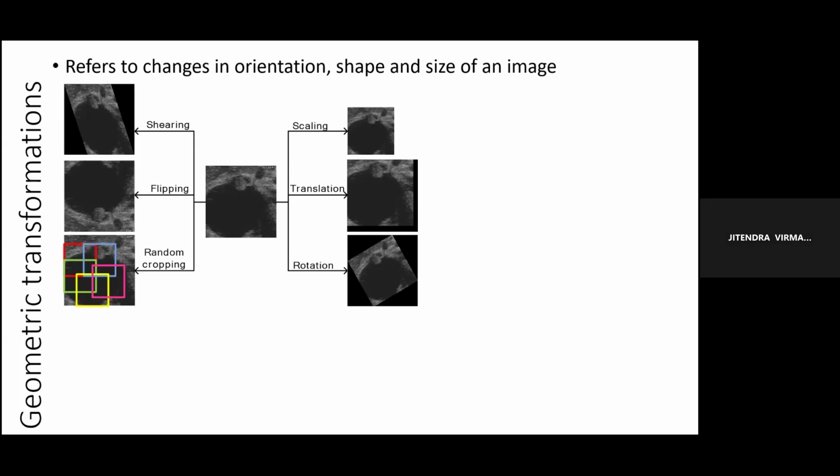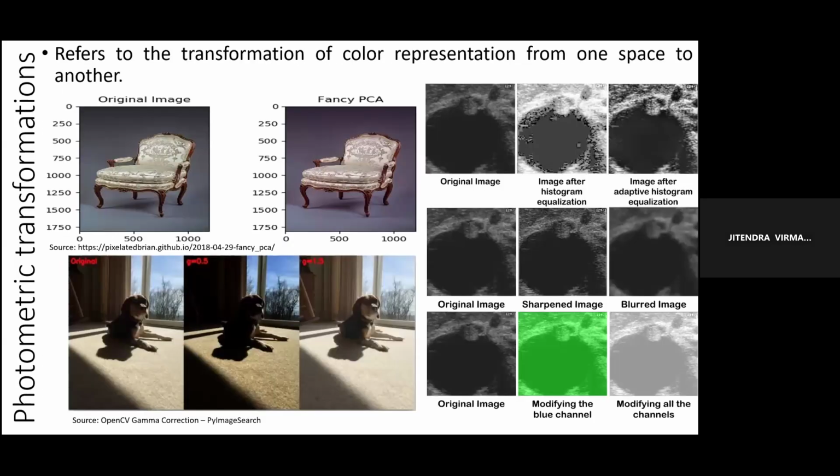You can see, apart from shearing, it is only shearing which is basically changing the shape of the tumor region. But if you see flipping, if you see translation, if you see scaling, the shape of the image region is not distorted. So these are the other examples, photometric transformations.